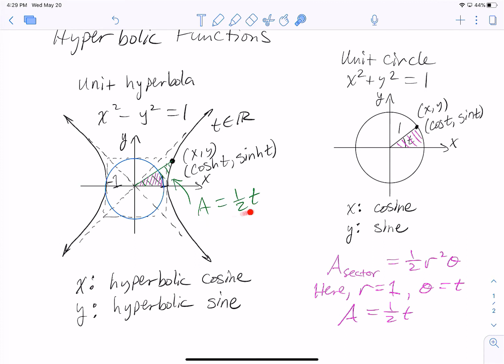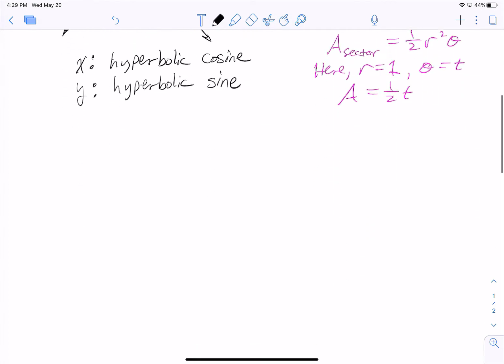We aren't really going to be looking at this A equals 1/2 t relationship, but I just wanted to make sure that you knew that point about it. I also want to make sure you know that that was a way of understanding the hyperbolic functions, but there's actually a definition that doesn't involve the hyperbola directly.